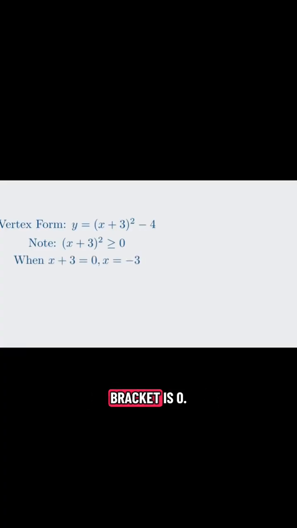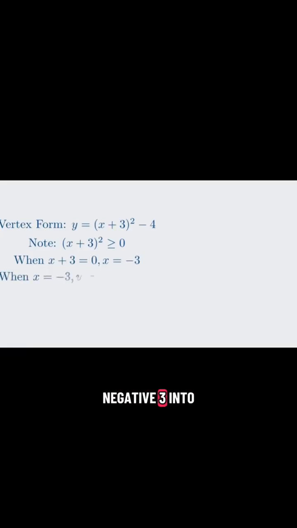Now, let's use this to find the turning point. Think about the behavior of this expression. The term x plus 3 squared is a squared number. Since any real number squared is never negative, the smallest possible value this part can be is 0. This minimum value happens when the inside of the bracket is 0. That occurs when x equals -3.